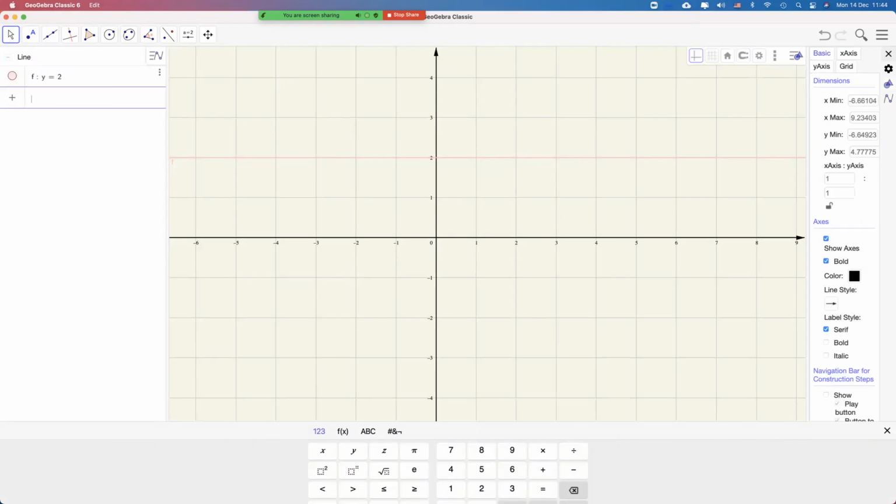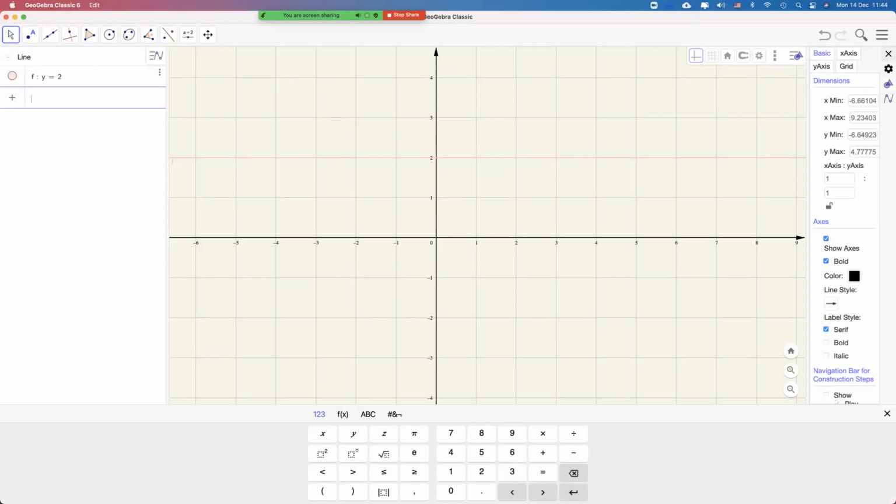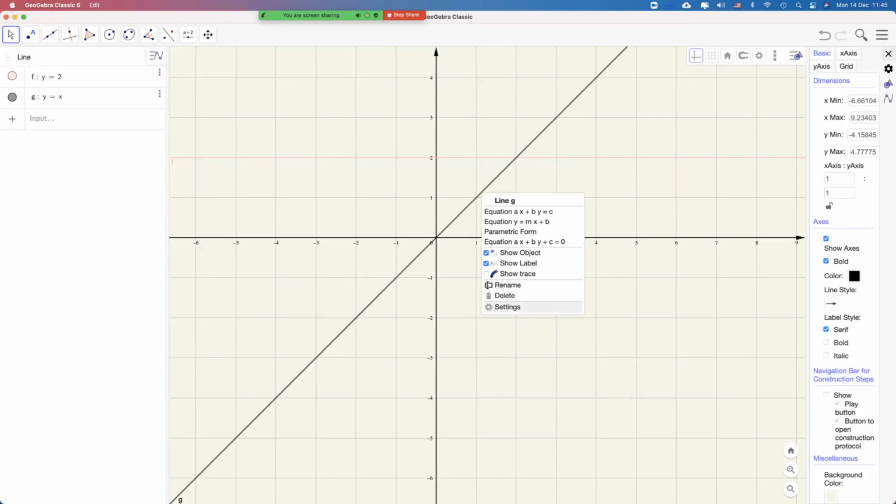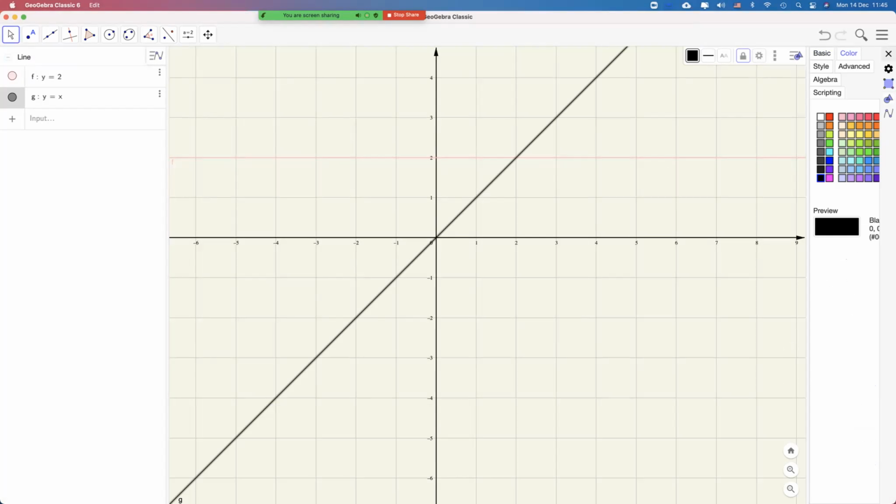The next function, do you remember? It was g of x equals x. So here I would write y equals x, and then you see that I get this line. Let me also change the color here. I think we made it red, so let me also make it red.